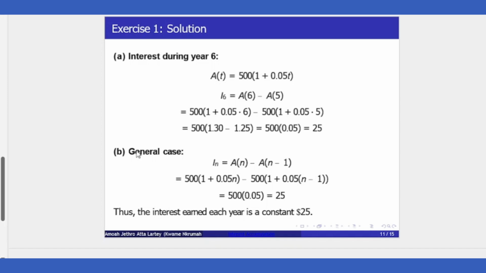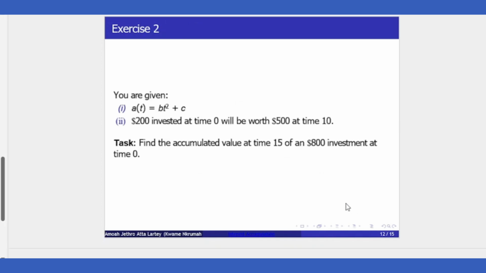Okay, so B was the general case. Here we are not using values, we are using variables to determine the amount of interest that we will earn between A_n and A_(n-1), and then we had 25. Wow. So that means at any point in time, the interest earned each year is constant, right? And we have a name that we call it. We will talk about it in our next video, so don't worry.